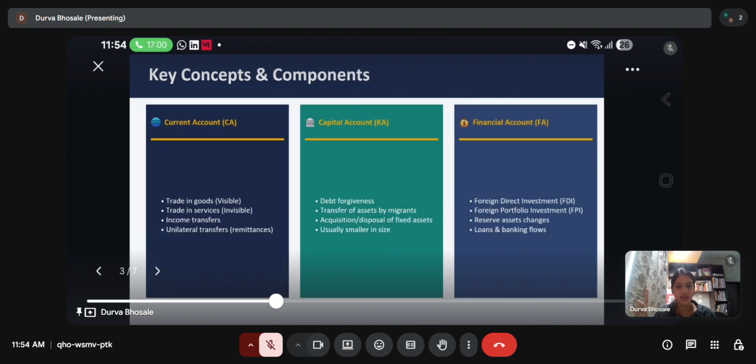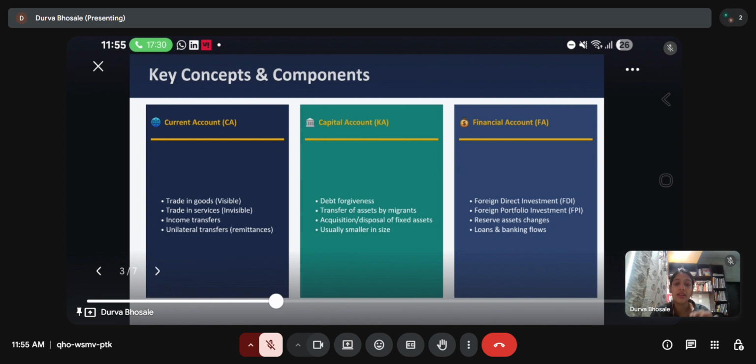The first, current account. It includes trades in goods and services, income transfers, and unilateral transfers. Then comes the capital account. It includes asset transfers, such as debt forgiveness, transfer of assets by migrants, acquisition and disposal of fixed assets, and so on. Now, the third, financial account includes investment flows in the form of foreign direct investments, FDI, foreign portfolio investments, FPI, reserve asset changes, and loans and banking flows.